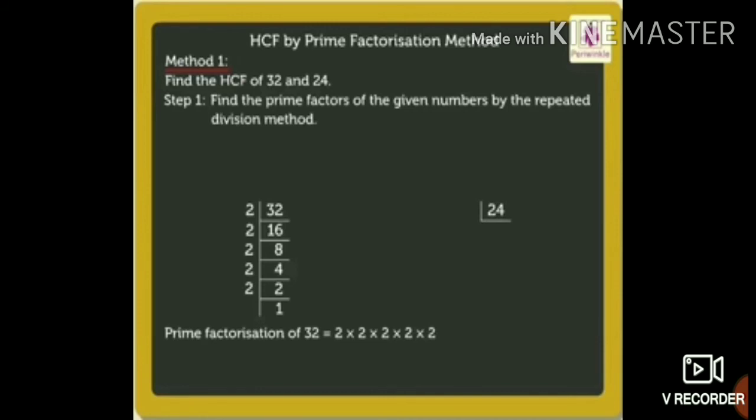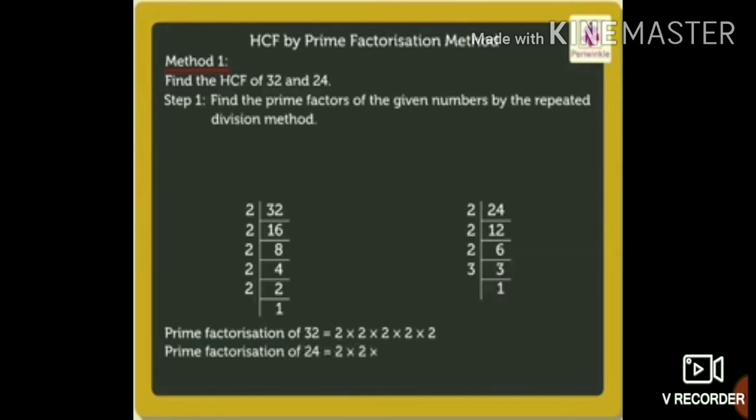The next one is to find the prime factorization of 24 by repeated division. 24 is 2 into 12. 12 is also divisible by 2, that is 2 into 6. Next, 2 into 3. 3 is divisible only by the prime number 3, so 3 into 1. The factorization is 2 into 2 into 2 into 3.